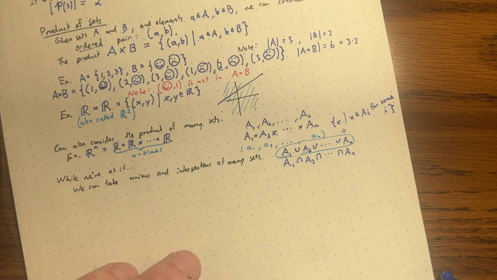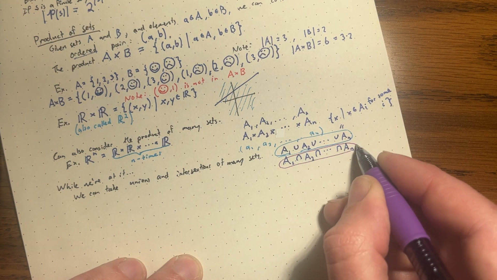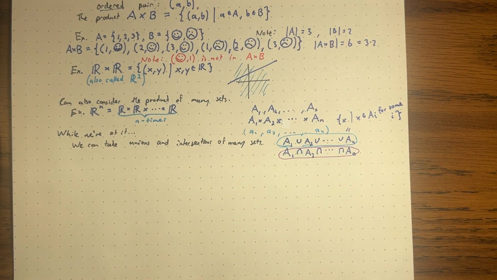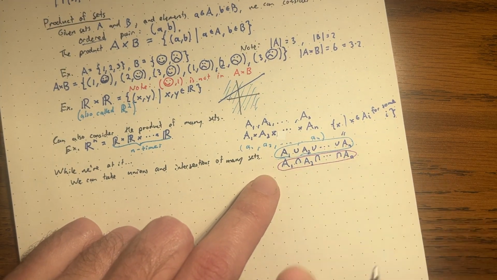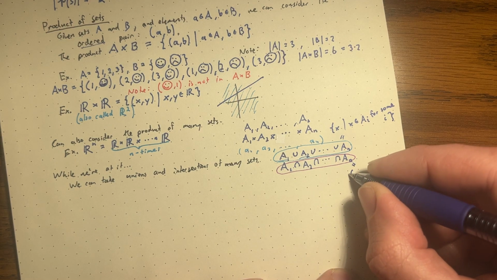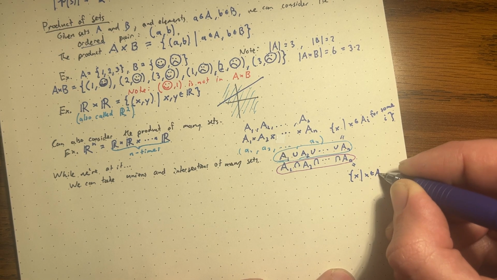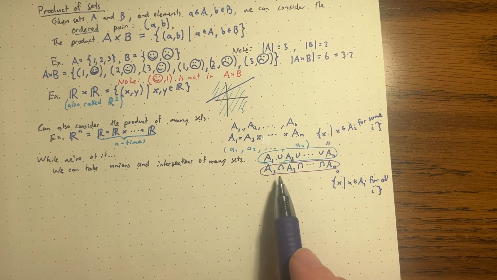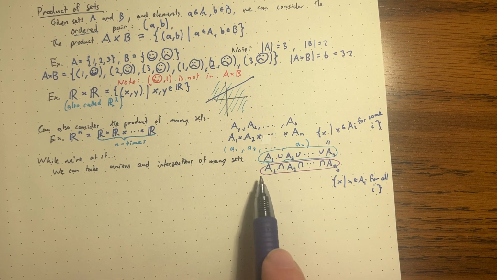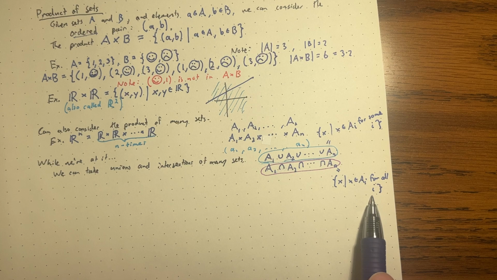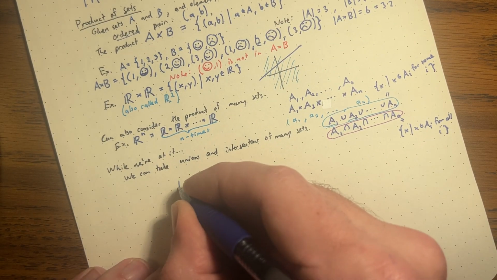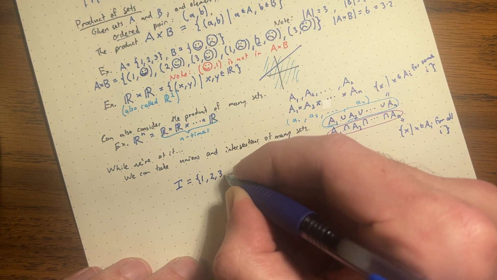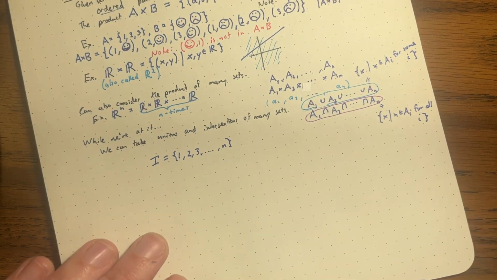And then this one down here, the intersection. Well, what if we just had two? These would be the things that are in A1 and A2. If we have multiple sets in our intersection, well, what is this? This is just the set of all x such that x is in Ai for all i. And what do we mean by all i? Well, we mean all i from 1 up to n. In general, we're going to have some indexing set. So let's say, for example, capital I might be the numbers 1, 2, 3, all the way up to n. And this will be our indexing set.